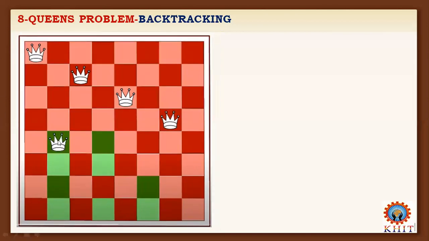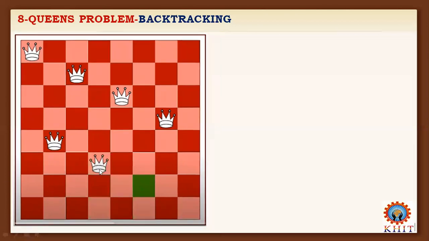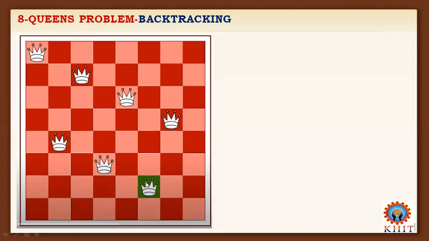But here I can select this one. Once I select this one, I cannot place in this column, this row, and diagonally also it is not possible. So the next queen can be placed here. There is only one space left over, so definitely I can place the next queen here only. So I have placed the next queen here. Next, I have the provision to place the next queen only here. Next, place the queen here.